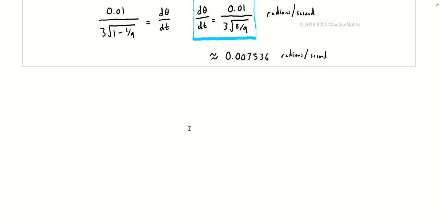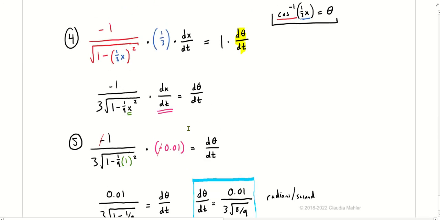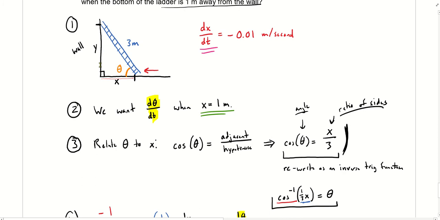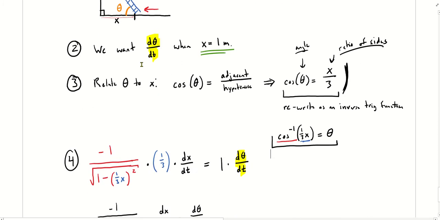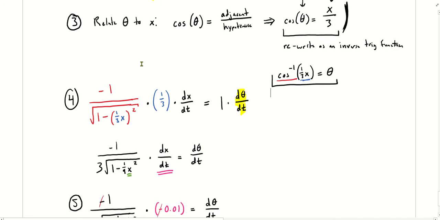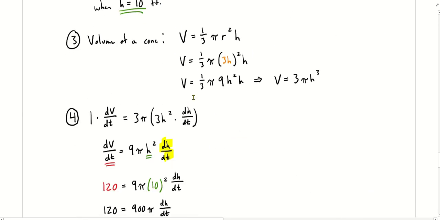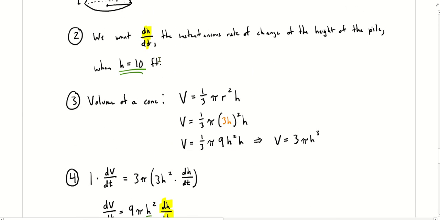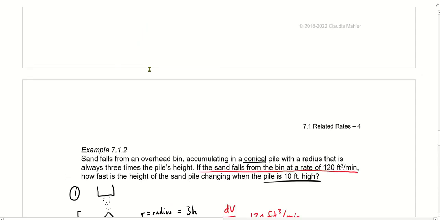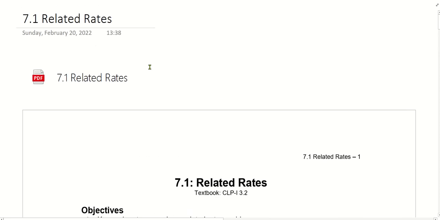But that's the idea behind related rates. You have some sort of physical problem, usually, where you've got a bunch of moving parts, a bunch of different rates of change, a bunch of different variables, and you're interested in finding a specific rate of change at a certain point. So the rate of change of the angle at x equals 1, or the rate of change of the height of the cone when the height is 10 feet, that sort of thing. So that's the idea of related rates.